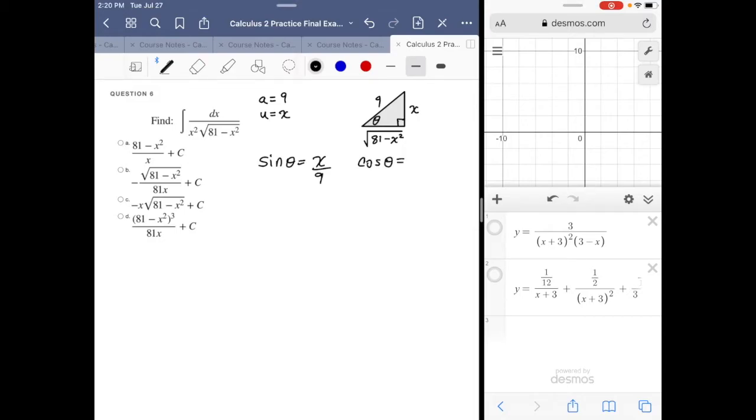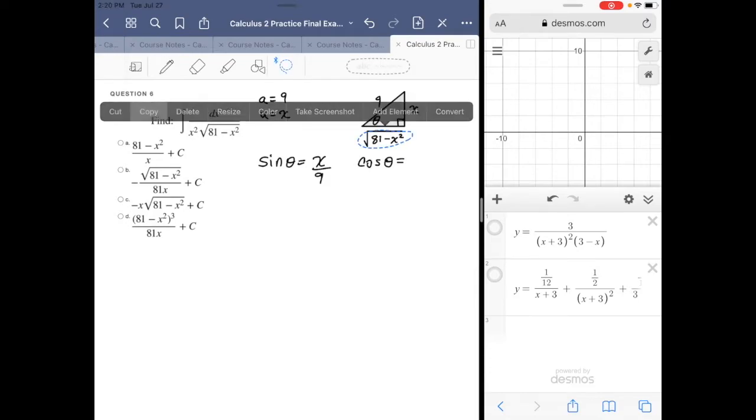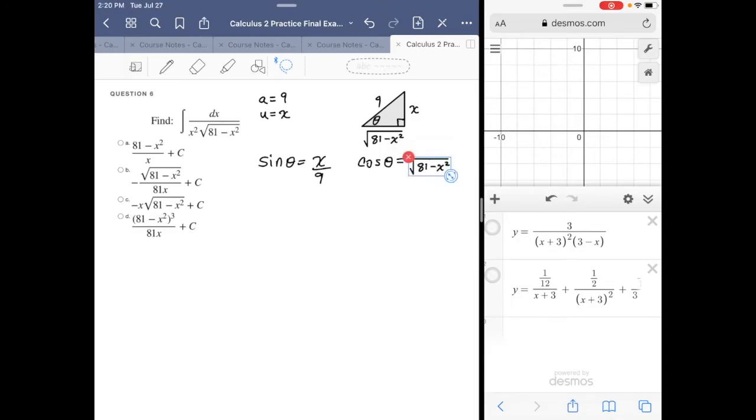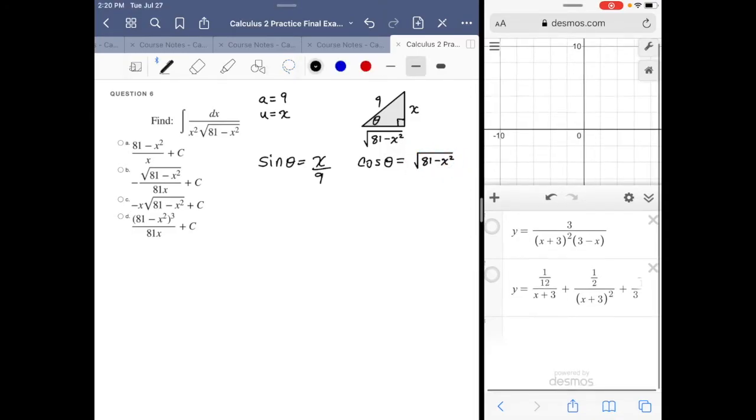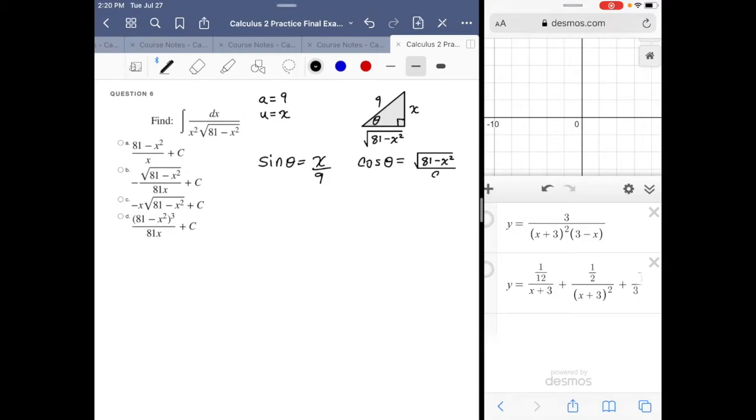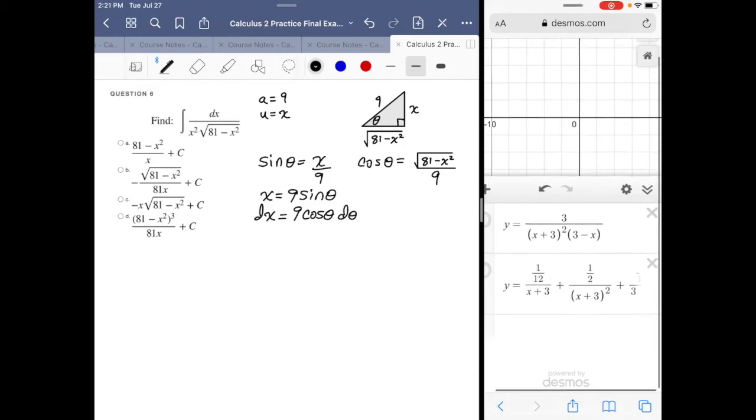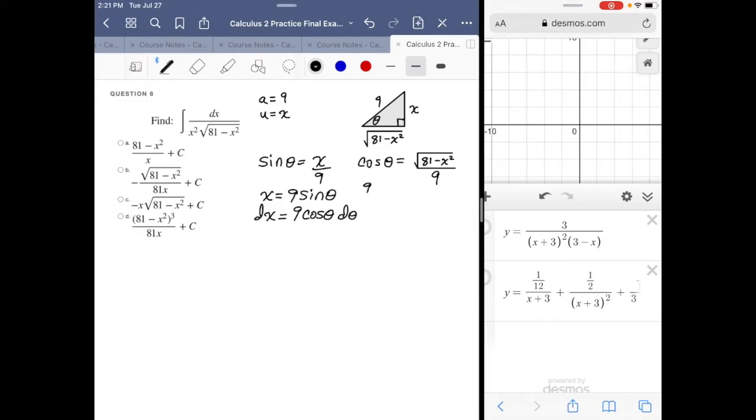The next ratio that we get is the radical to the constant. So cosine of theta is the radical, I'm not going to try to draw that radical again, over the constant. So we're going to have x is equal to 9 sine theta. Derivative dx is equal to 9 cosine theta d theta. And then 9 cosine theta is equal to the radical.